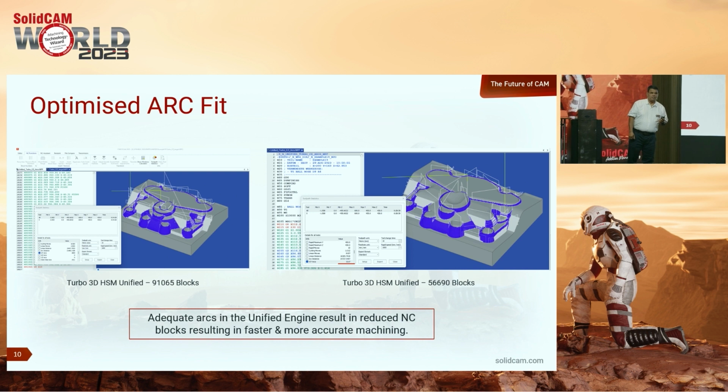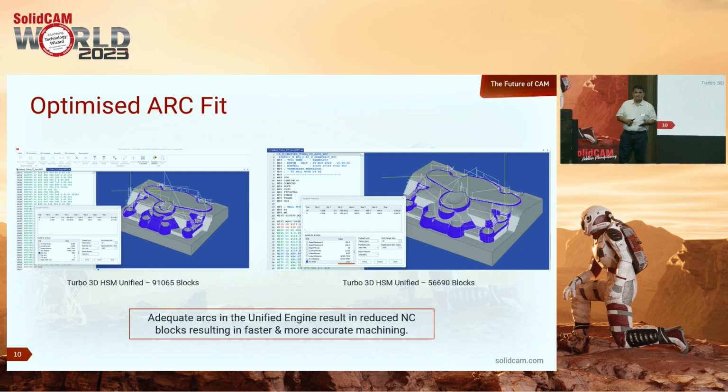Also the number of blocks. Turbo 3D HSM, when compared with the Unified, Unified generates almost 30% fewer blocks. The G-code file is at least 30% smaller than the Turbo 3D HSM, or for that matter, HSM G-code. This not only helps you to machine faster, but it gives you a much better surface quality when you actually take this part and go to the machine.